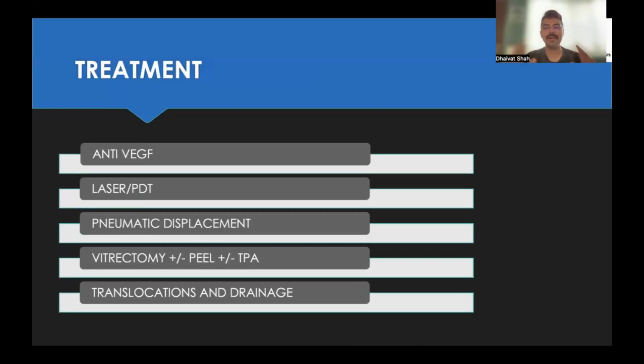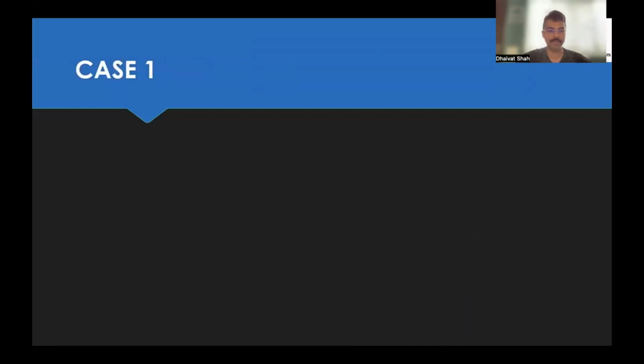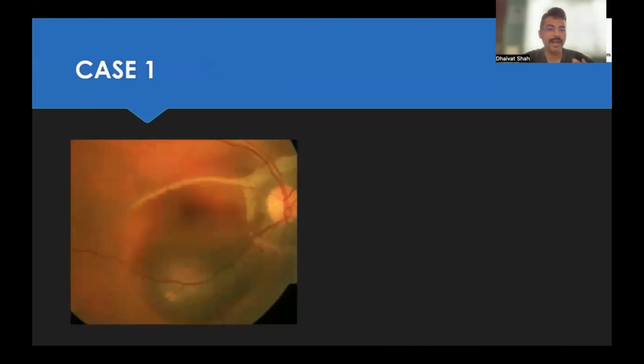Now, there is a variety and a platter of treatments that have been described in the literature for submacular hemorrhage. But the most important thing we need to consider is it's an emergency condition and it needs to be treated as early as possible. So let's look at a few examples. So this was a young guy with a large submacular bleed. But when we looked at the surrounding, we could see that there is a yellowish area just passing over the submacular hemorrhage, which was actually a choroidal rupture.